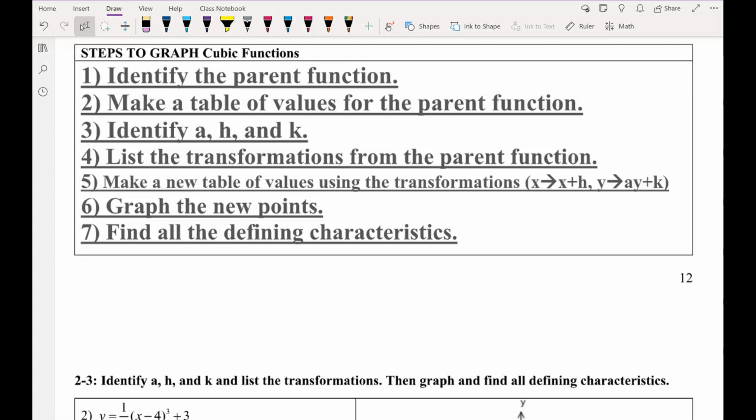Okay. Brad, can you help us with number 3? Identify A, H, and K. Correct. Those are going to be on every single function. Keely, can you help us with number 4? List the transformations from the parent function. Perfect.